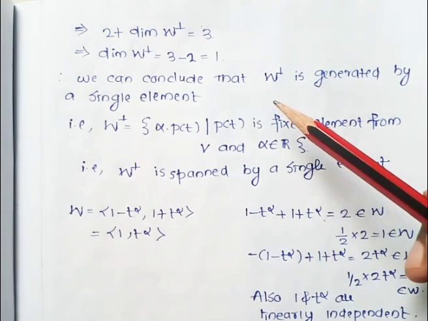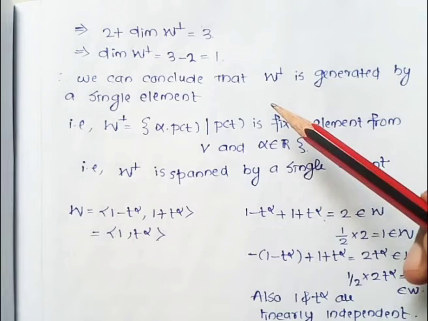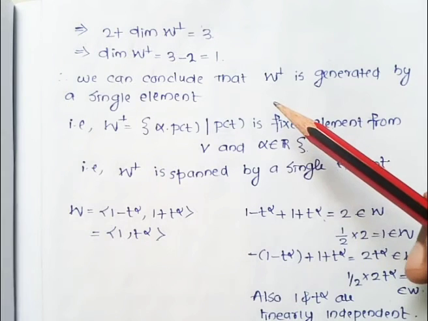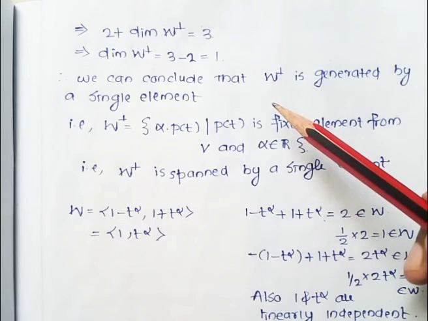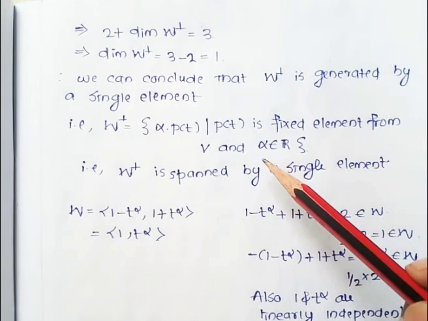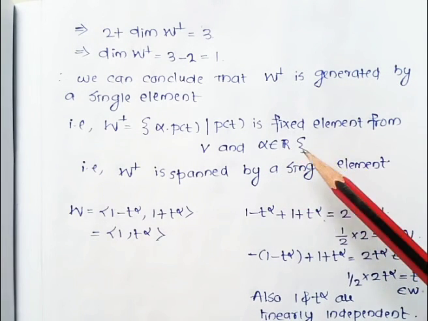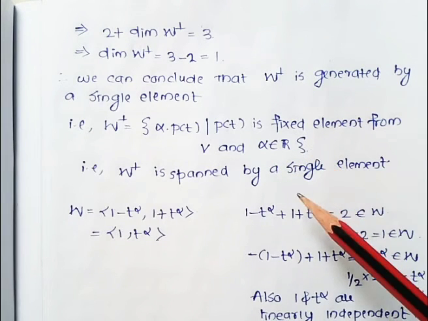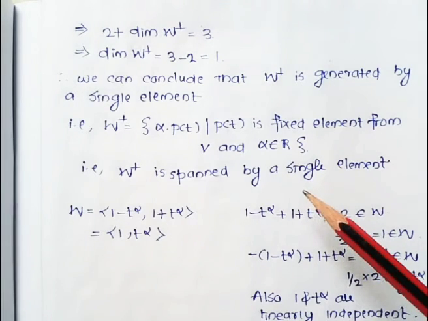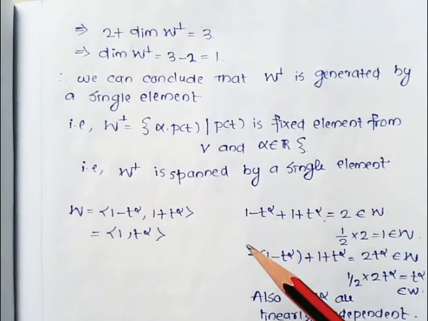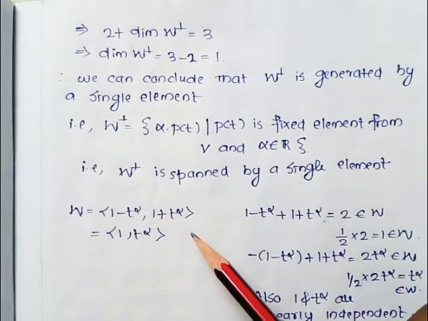Therefore we can conclude that W perp is generated by a single element. Since dimension of W perp is equal to 1, the basis of W perp contains a single element, so W perp is generated by a single element. That is, W perp is equal to the set of all alpha into P of t, where P of t is a fixed element from V and alpha belongs to R. That is, W perp is spanned by a single element. And also we have W is equal to span of 1 minus t square comma 1 plus t square.